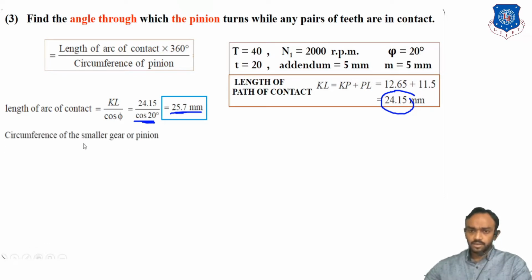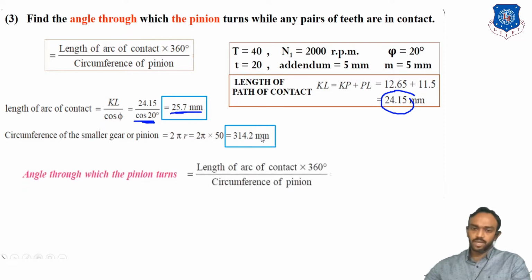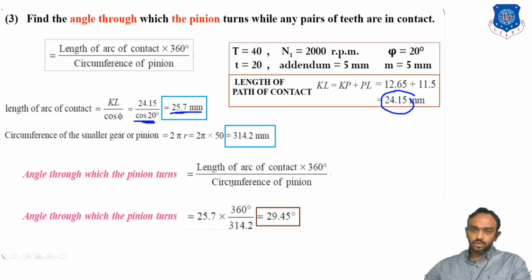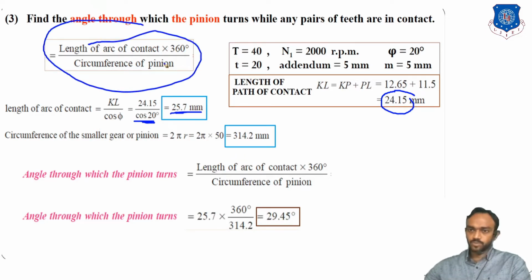After that, the circumference of the pinion is equal to 2 pi r, where r is the radius, and the radius is 50, so it will become that. And the angle, the same formula. Put all this in the basic formula for the angle turned by the pinion, and you will find 29.45. It is the angle turned by the pinion during the contact.